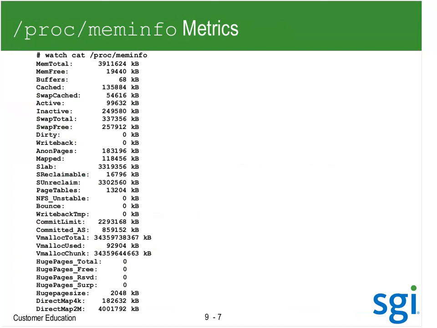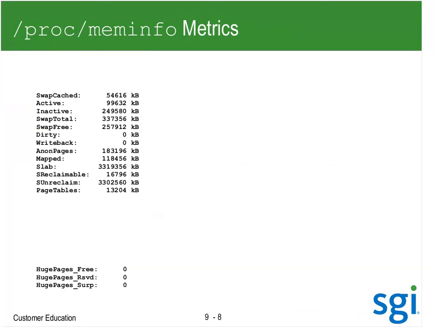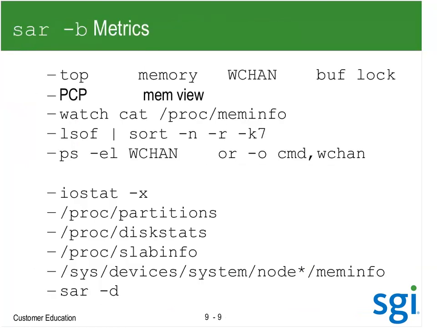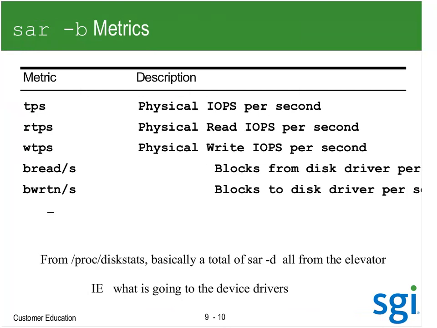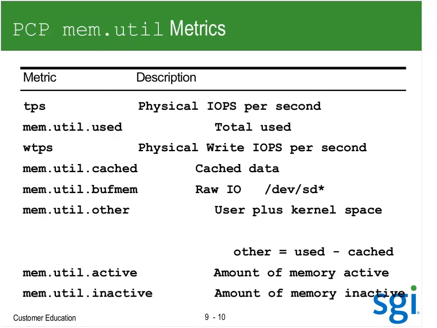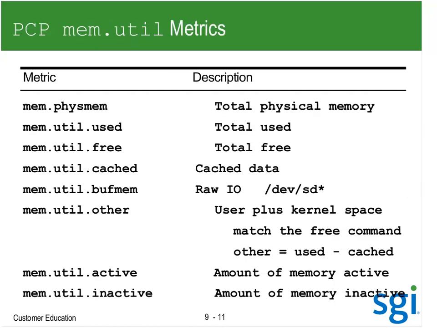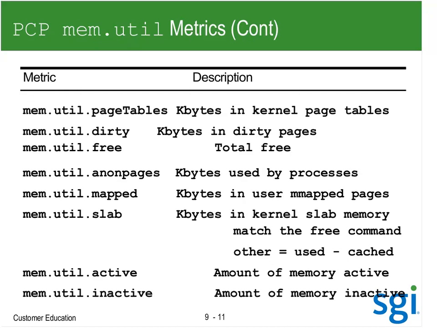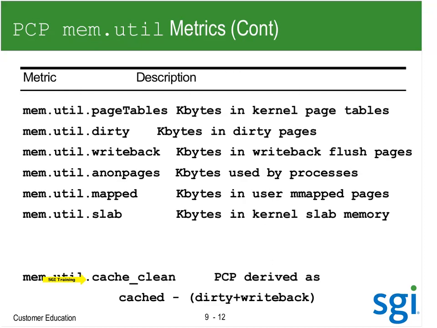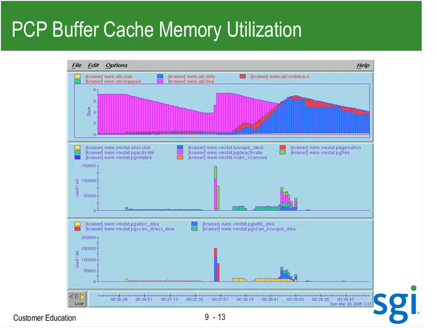We've already been through proc meminfo statistics. I'm not going to cover anything there. The tools, the sar -B we've been through. Again, it's a total of disk stats. And we've already been through the memutil stuff. And again, there's my cache clean algorithm. Now here's what I want to get into tomorrow. And by the way, when I was doing trims today, this is what I wanted to look at for VM stats.